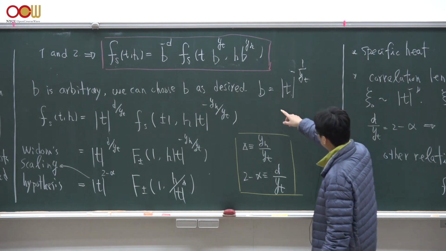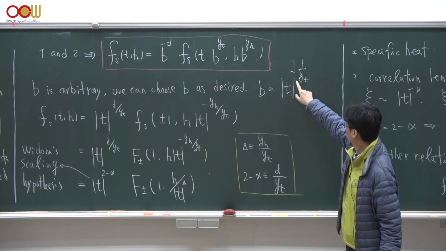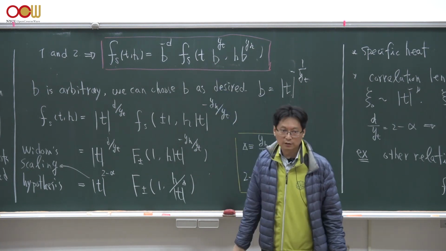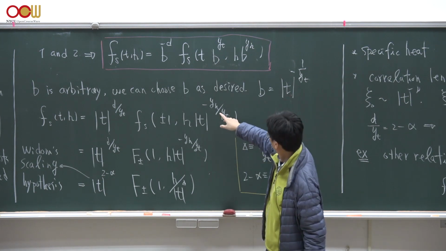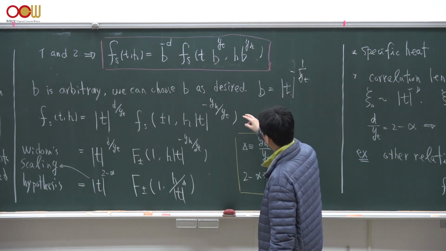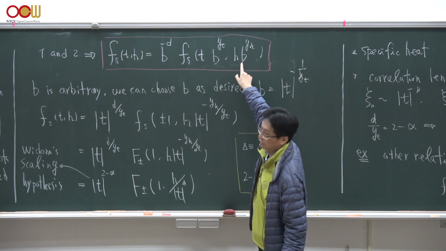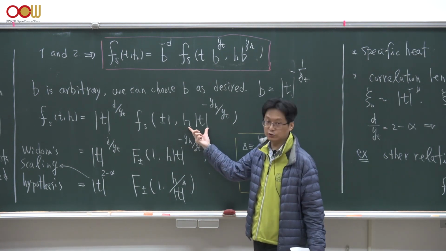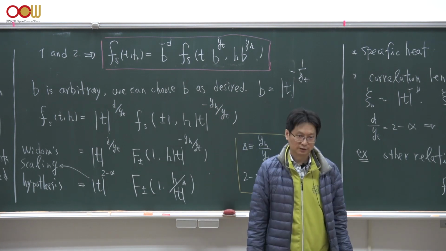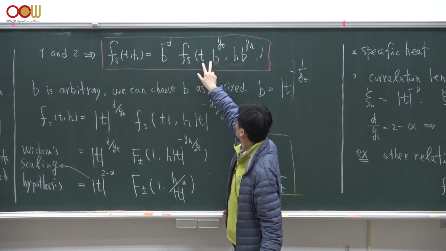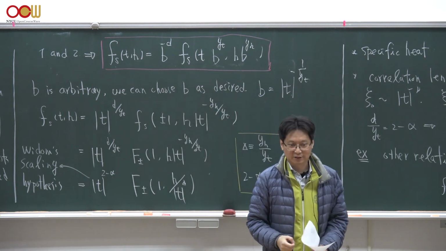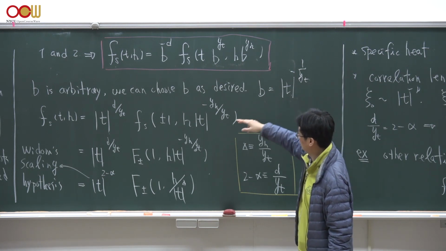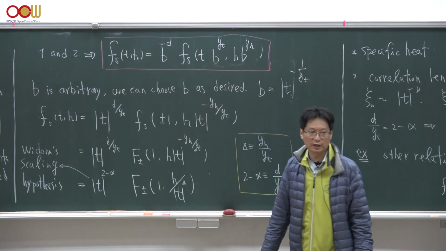And we could particularly choose b to be the magnitude of little t to the power of minus 1 over y_t, so that we can cancel the first degree of freedom, little t. So little t times b to the power of y_t becomes just plus or minus 1. Then we plug this b into the second variable, little h times b to the power of y_h, and this factor becomes h times t to the power of minus y_h over y_t. In other words, we remove one degree of freedom, and use this specially designed scale factor b to look at the free energy as a function of a combination of h and t to some power.